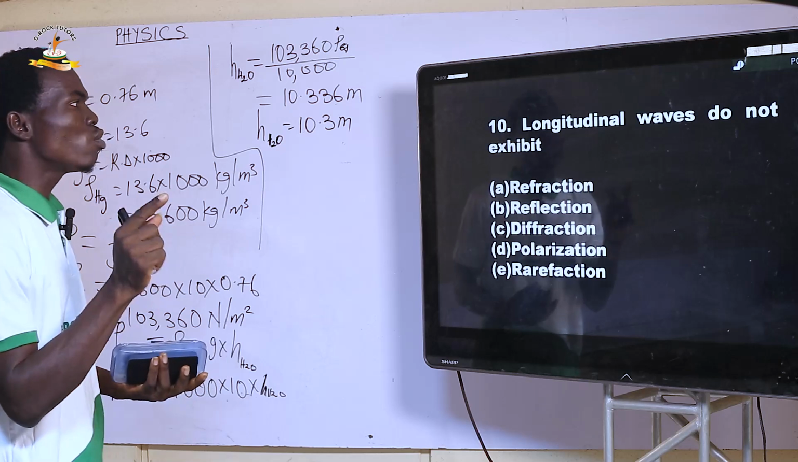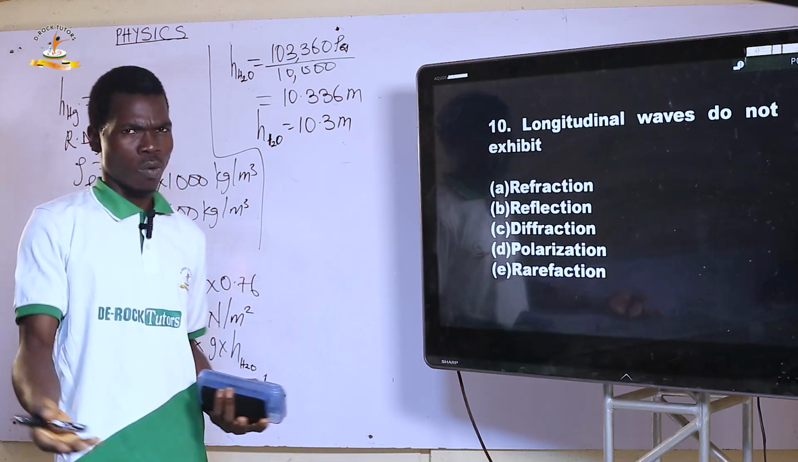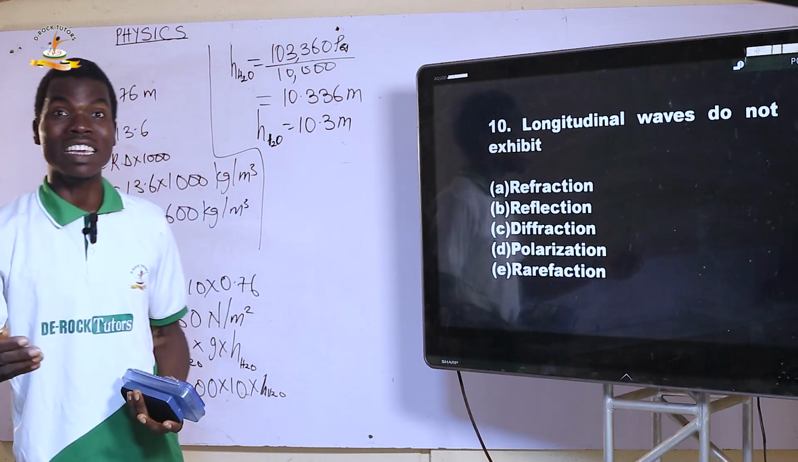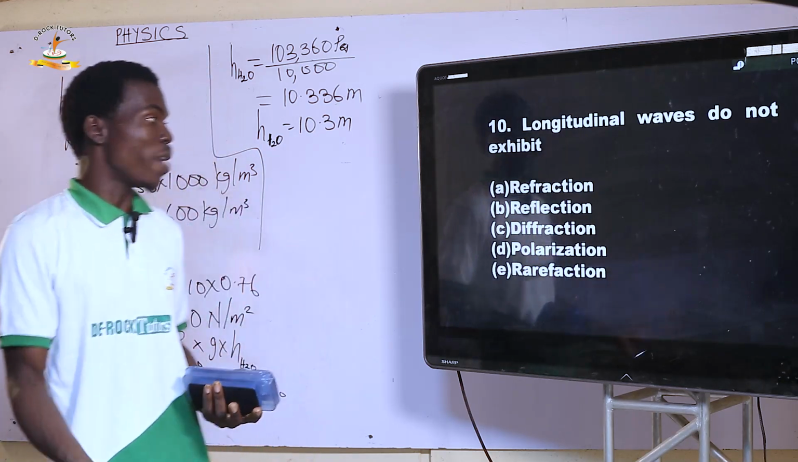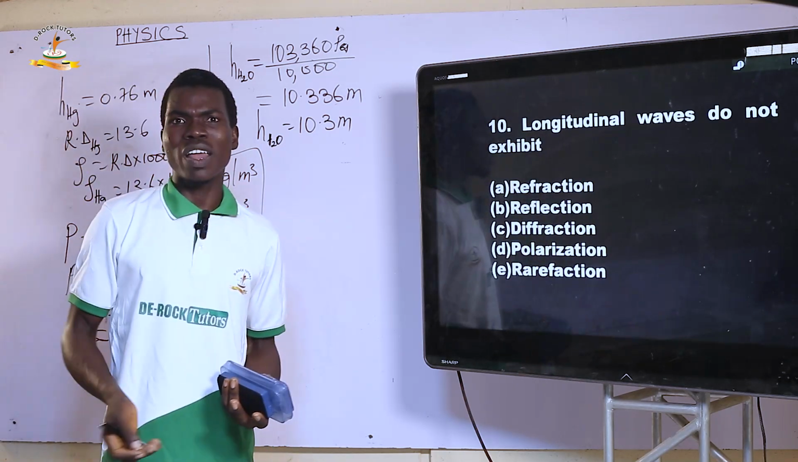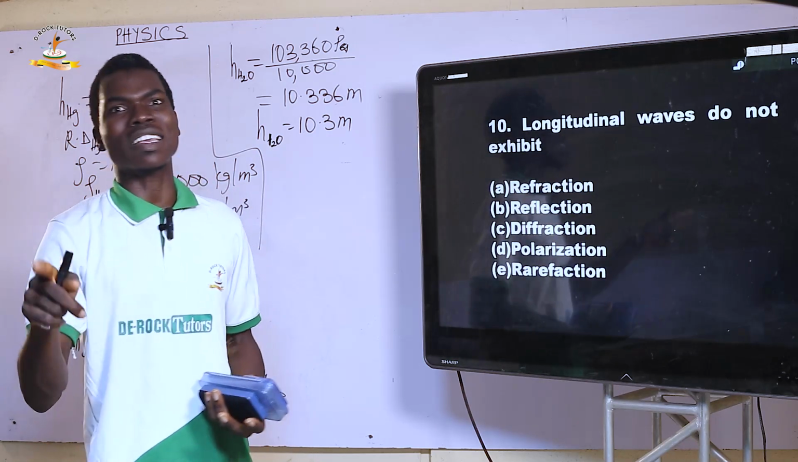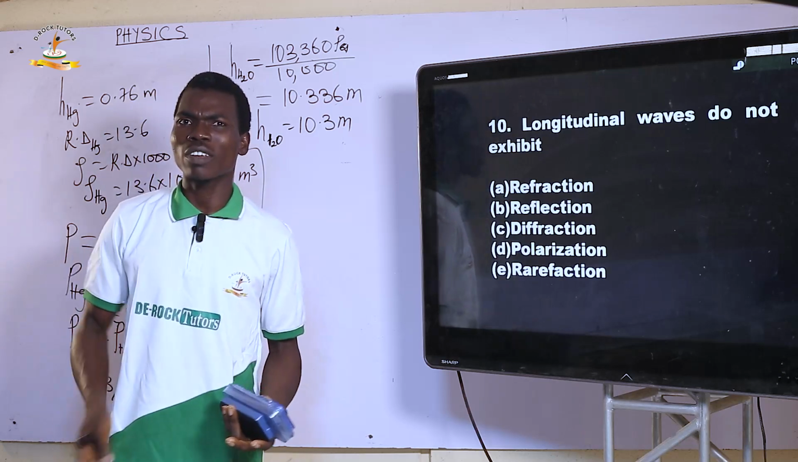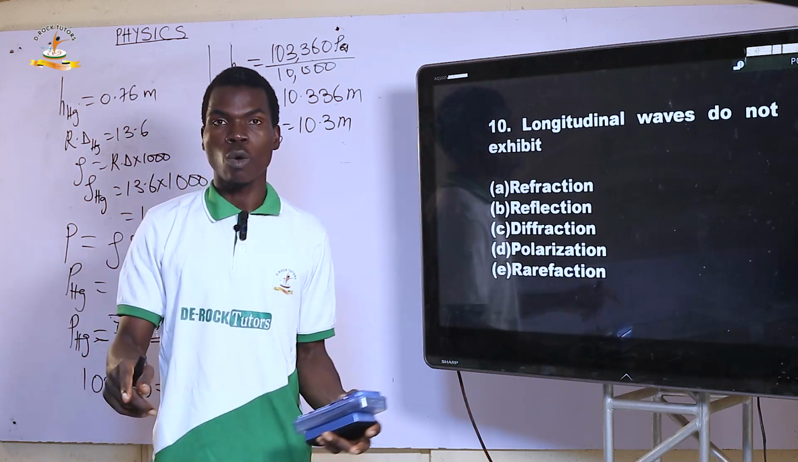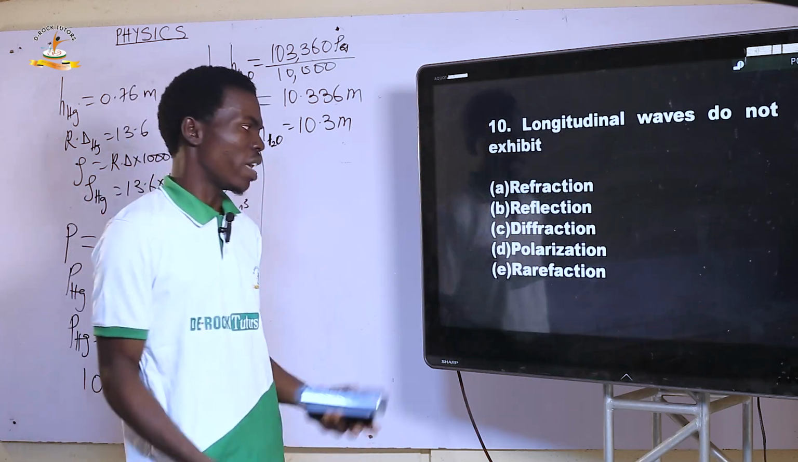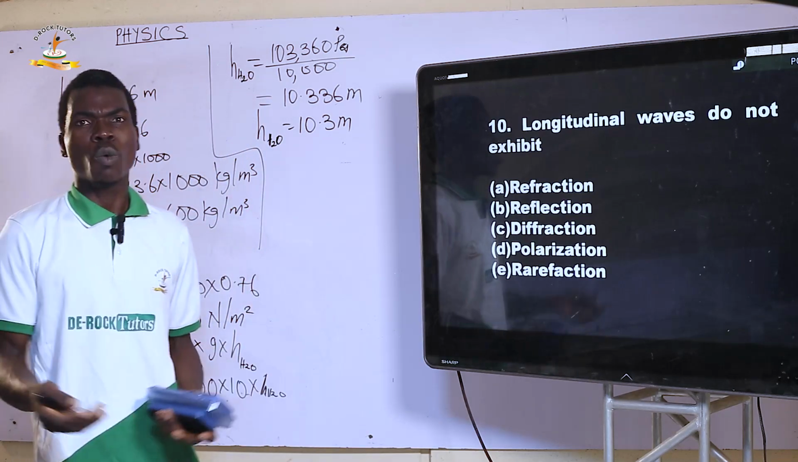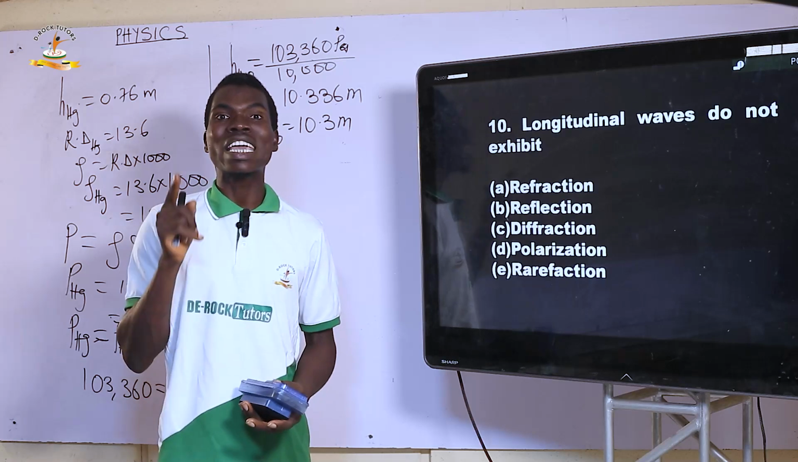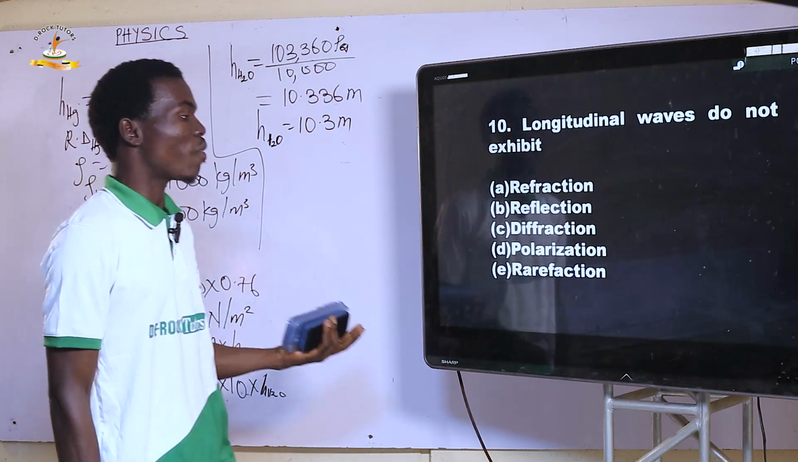And they say they do not exhibit which of the following? Refraction. What is refraction? The changing of the direction of a wave when it changes its medium of movement. B, reflection. What is reflection? It is the bouncing back of a wave when it encounters an obstacle along its way of propagation. C, diffraction. What is diffraction? Diffraction is spreading of wave whenever it moves out of a constriction. The next one is polarization. What is polarization? It's actually making a wave to go in a particular direction.